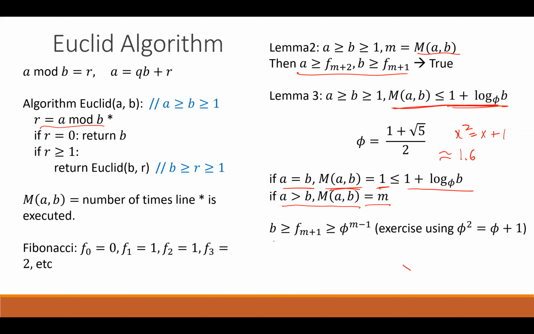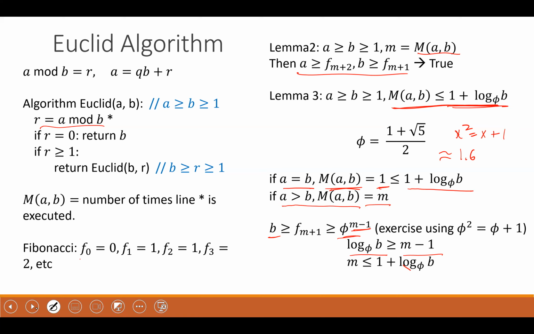And we have that B is at least the M plus first Fibonacci number. And we can prove, we're not going to, but we can prove that it's equal to phi to the exponent M minus 1, or at least that big. So we have this inequality. So we take the log of both sides, and I get log base phi of B is at least M minus 1, right? So the log of phi to the M minus 1, I take the log of it with base phi, I get M minus 1, right?